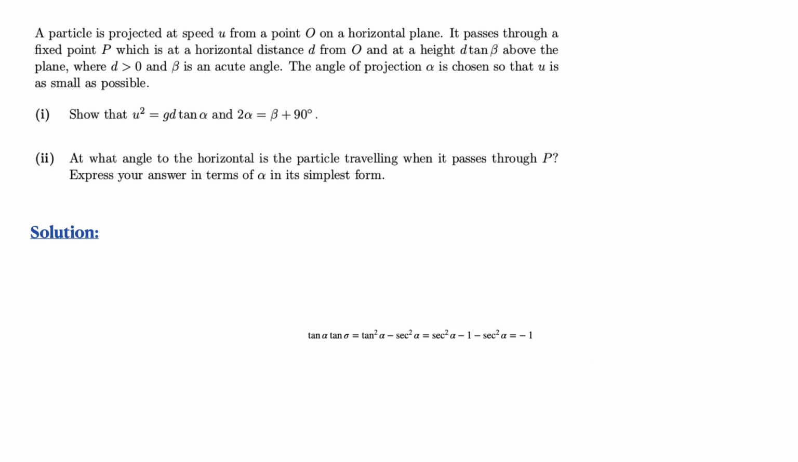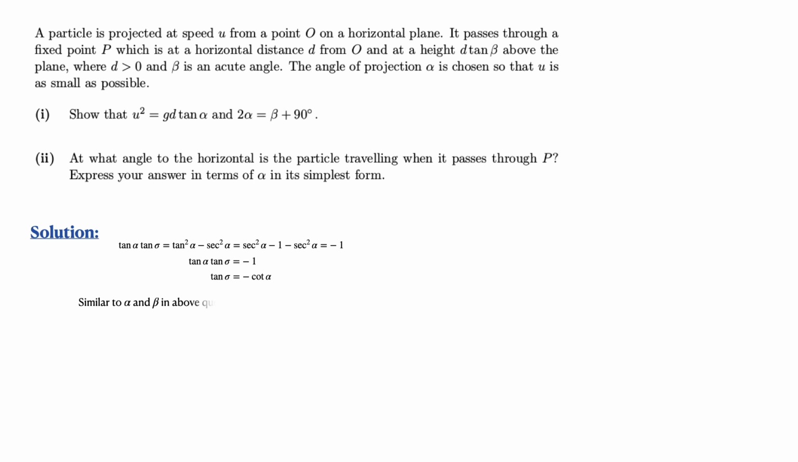Tidying up the expression, we get tan alpha tan sigma equals minus 1. This means that tan sigma is equal to minus cot alpha. Following a similar approach from above, we get that sigma is equal to alpha minus 90 plus 180k. Since sigma is below horizontal, we must choose k equals 0. In other words, sigma equals alpha minus 90.